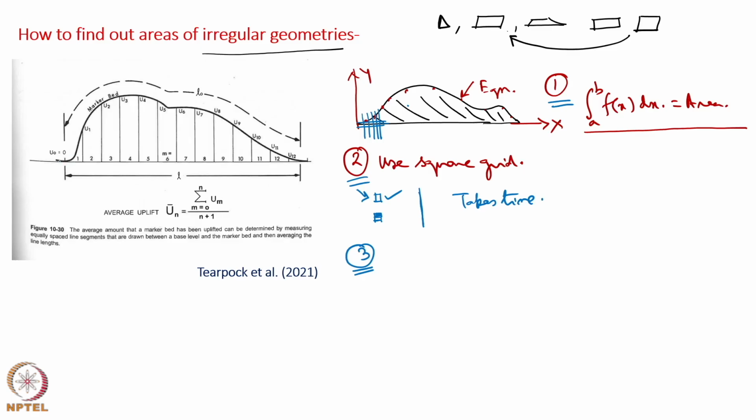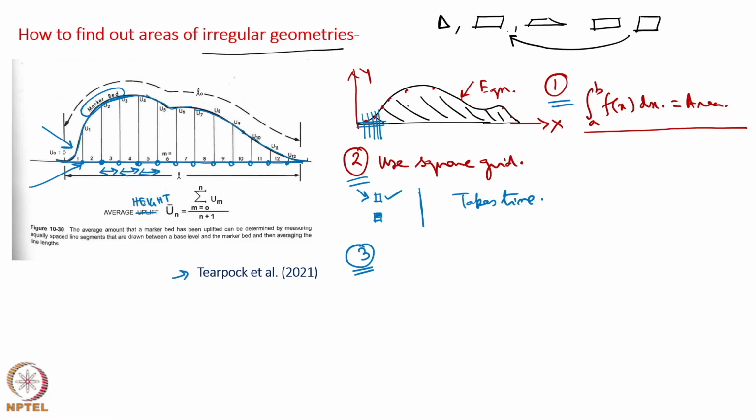Now, consider this irregular geometry defined by one straight line and one curved line. In some literature, for the purpose of explaining, this has been called the marker bed. To find out the area, we need to find out the average height. Consider several points on the straight line which are equidistant from each other. So, this distance is equal to this distance is equal to that distance. In this way, we place points.